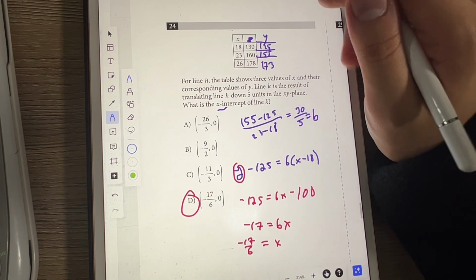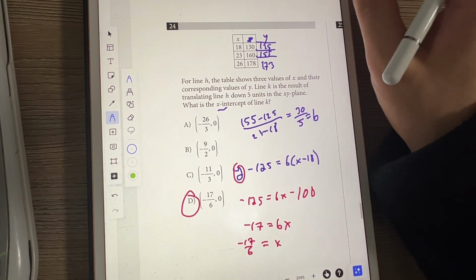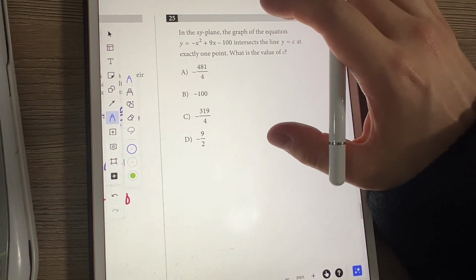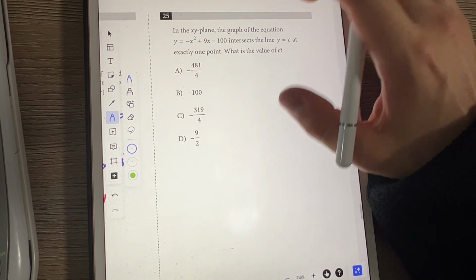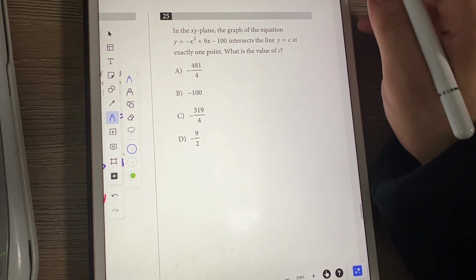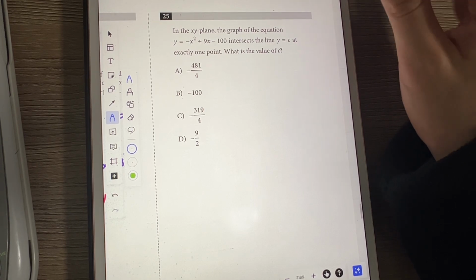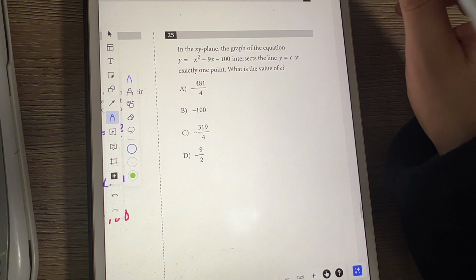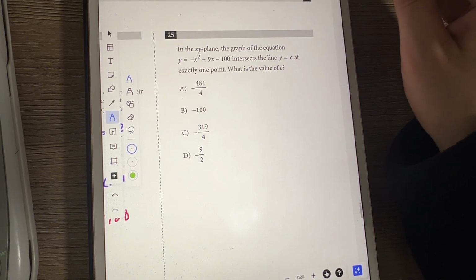It's a tricky one. It requires a lot of legwork, so do not give up on a problem like this. 3 more. A constant question. In the xy plane, the graph of the equation y equals negative x squared plus 9x minus 100 intersects the line y equals c at exactly 1 point. What is the value of c?